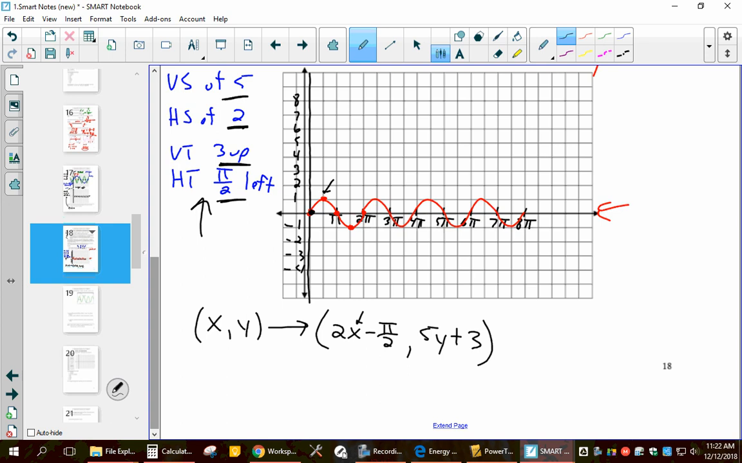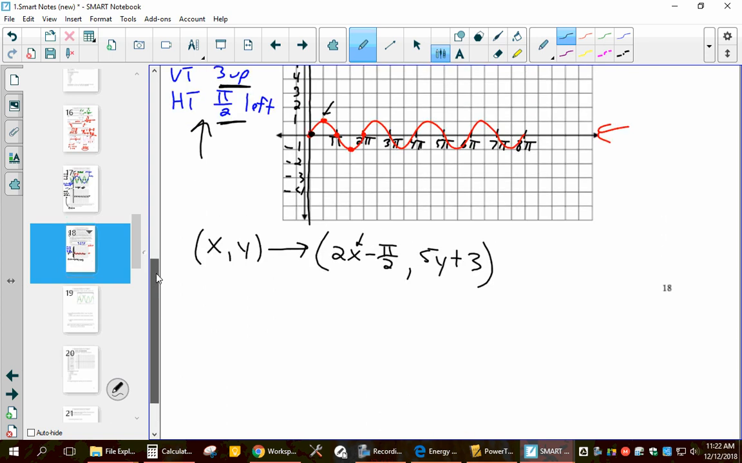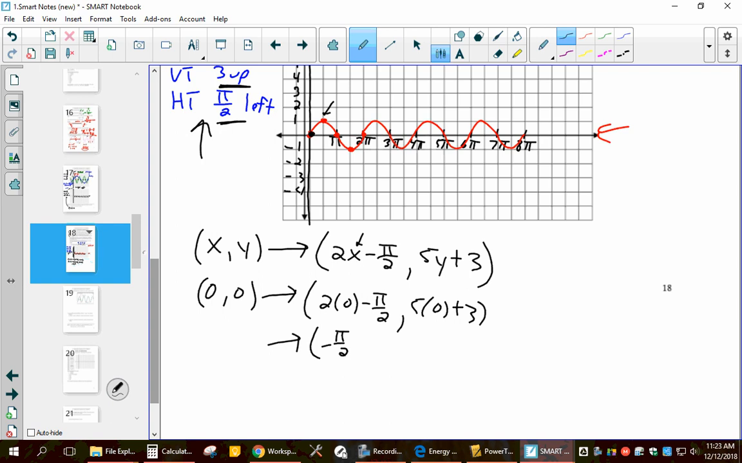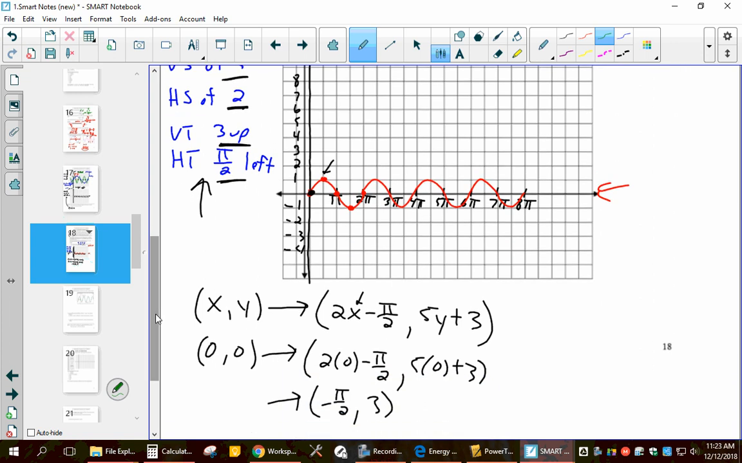Let's figure out where the point 0, 0 went. So the point 0, comma 0. Where did that go? That'd be 2 times 0 minus pi over 2, comma 5 times 0 plus 3. So this point would now be at negative pi over 2, comma 3. Okay, so this point right here, make that green, is now going to be at negative pi over 2. This kind of sucks because it's in the way here, but negative pi over 2 is right here, right? It's one line over, because negative pi would be right there. So negative pi over 2 is right there, and then it's going to be up at 3. So it's going to start right there. That's where this point went. It's up there now.